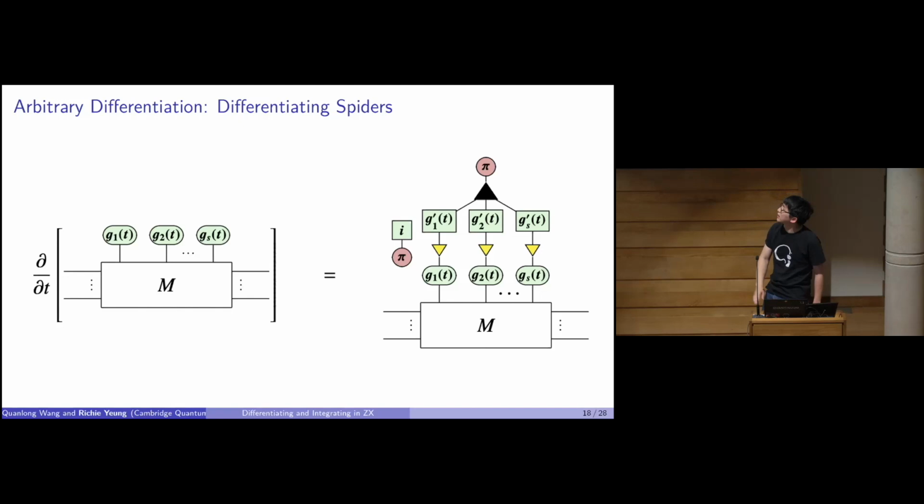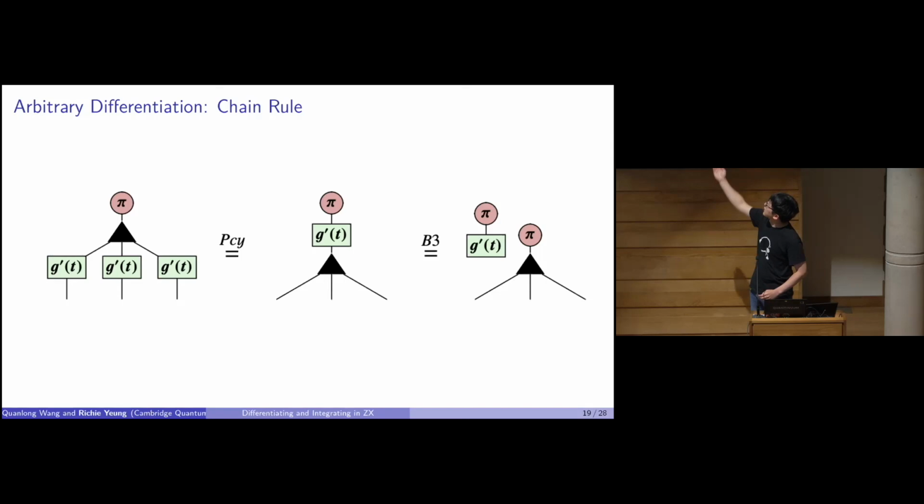And it turns out if all of the G primes are the same, i.e. if in the original diagram every spider parameterized with respect to T is actually parameterized by G of T, then you would get G prime of T across the board. And you can just pull it out like this. And this is your chain rule, right? Because it's the same derivative, but everything's multiplied by the scalar multiple of G prime. So this pi connected by a green box is just a scalar multiple, G prime.